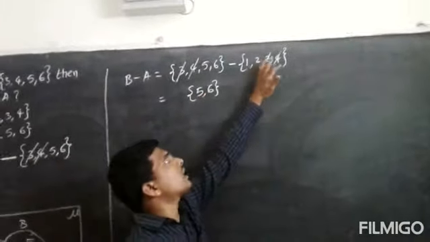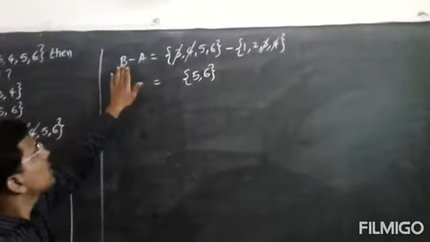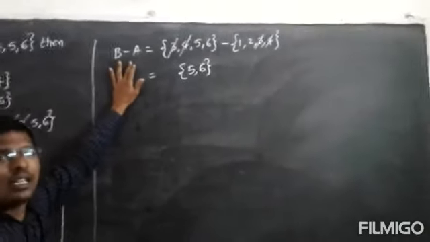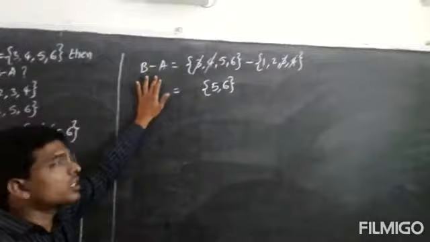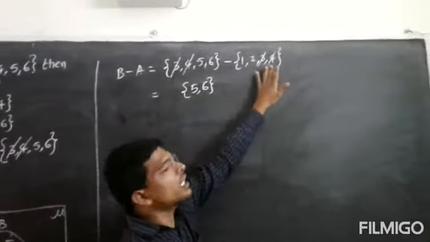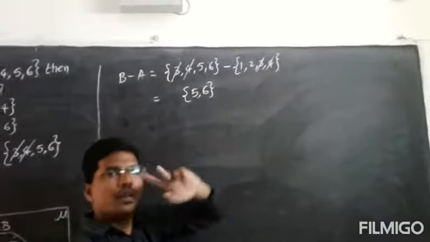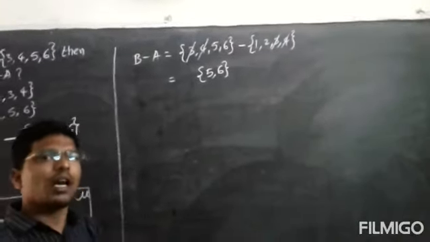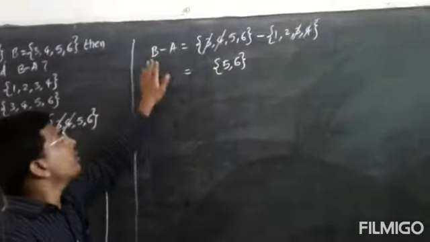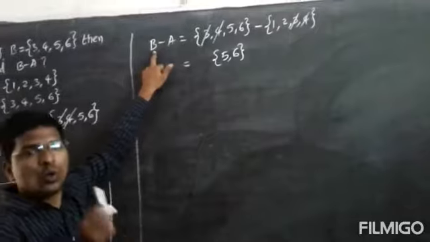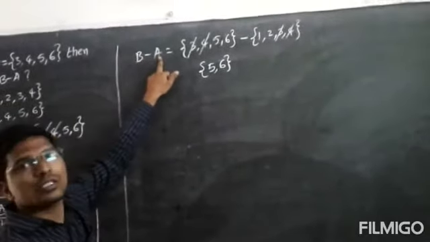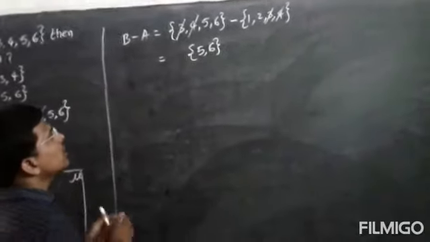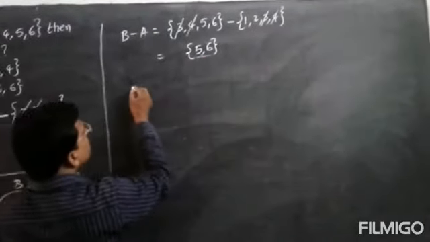Don't consider this 1 comma 2 because the set B minus A is a set which belongs to the set B and does not belong to the set A. Here we have two, A minus B and B minus A. So in the B minus A, the elements belong to only set B but do not belong to set A. Okay, so this is your answer, 5 comma 6.